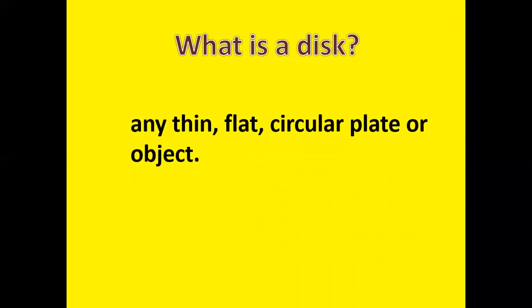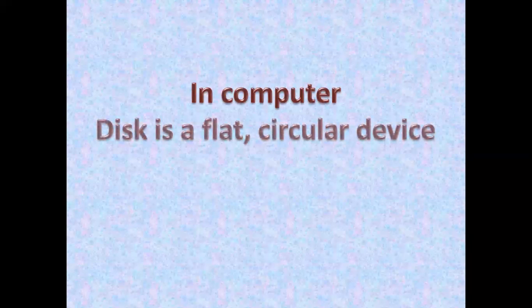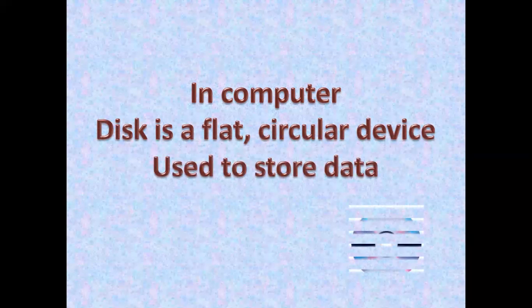Any tiny flat circular plate or object is called a disk. This is the definition of disk. Some of you may be confused about why we write disk with a K or disc with a C. This is just a language difference. In American English, we write disk. In British English, we write disc. So in a computer, a disk is a flat circular device used to store data. You can see the picture of a disk on your screen.